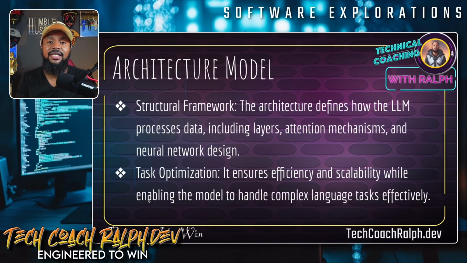Then we have the architecture model. Structural framework: the architecture defines how the large language model processes data, including layers, attention mechanisms, and neural network design. Task optimization as well. It ensures efficiency and scalability while enabling the model to handle complex language tasks effectively.